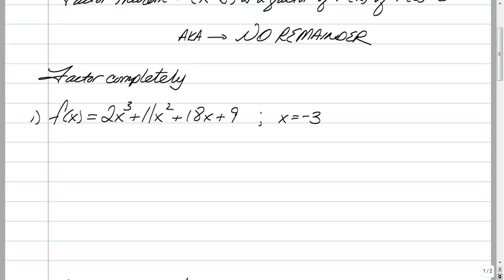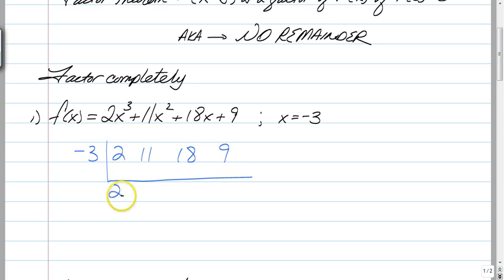So this is what you need to do. You need to do synthetic division. But, little note, anytime you see 4 terms, the first thing you want to do is check to see if you can just factor by grouping. This one you can't. So, you've got your negative 3. You make your big ol' L, 2, 11, 18, 9.